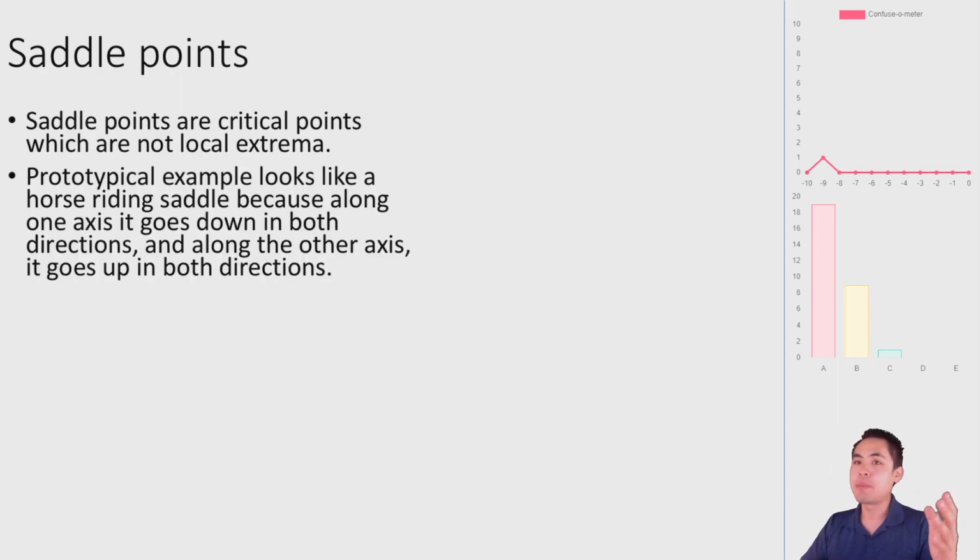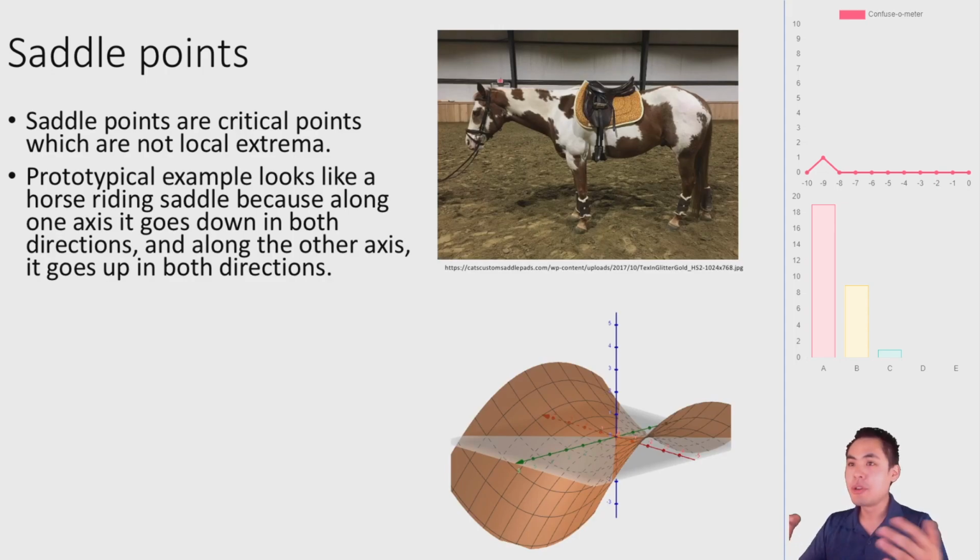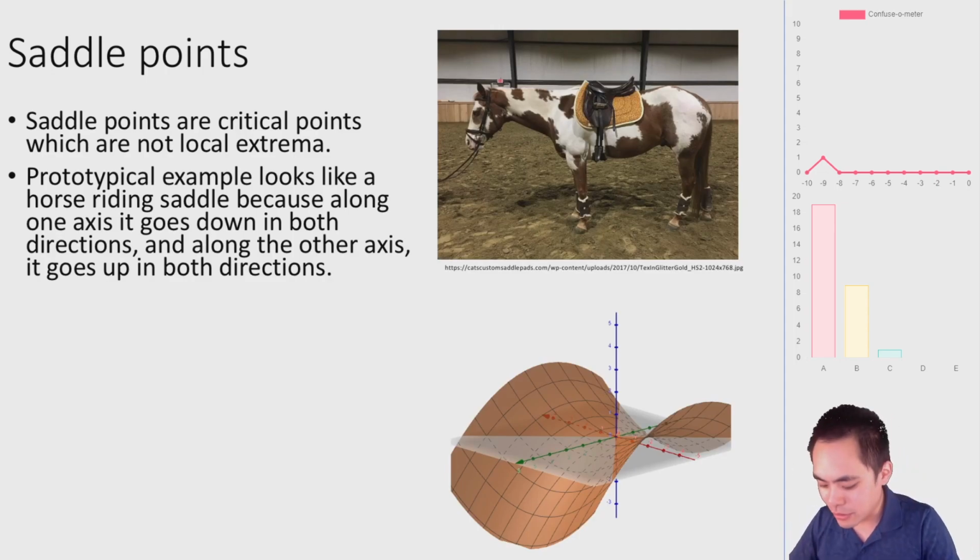So the prototypical example looks like a horse riding saddle. If you look at a horse riding saddle up here, you'll see that it goes up in both directions along one axis, and it goes down in both directions along the other axis. So this is why they're called saddle points, because they look sort of like a horse's saddle. And you'll see that those correspond to the green and red lines on the other picture of a saddle point further down. Okay, so this is the basic example of a saddle point and where they get their name from.